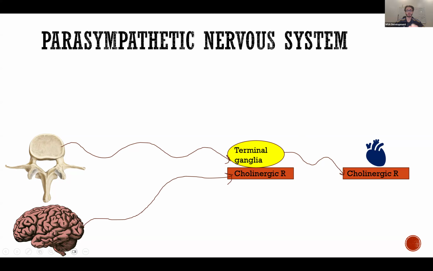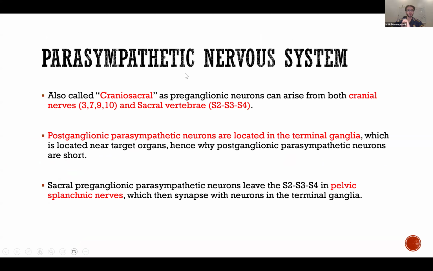Now let's get more specific. The parasympathetic nervous system is also called craniosacral. Why is that? Cranio, because cranial nerves, some of them at least, can give rise to preganglionic parasympathetic neurons. And sacral, because the spinal vertebrae that contain preganglionic parasympathetic neurons are only three: S2, S3, and S4. All of them are sacral vertebrae.